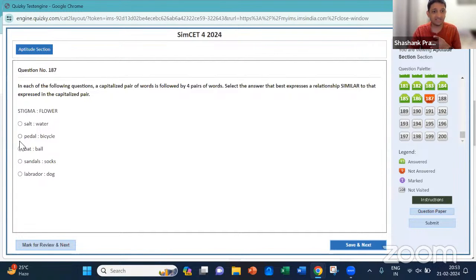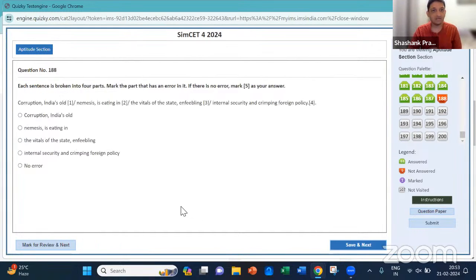Pedal is a part of a bicycle. Bat is a part of ball. Sandals are a part of socks. Labrador is a part of dog. Stigma is not a type of flower. So stigma is a part of flower. So, okay. क्या करना है? Mark the part as an error in it.